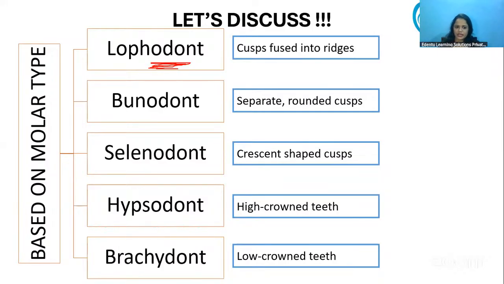Humans usually have a bunodont type of dentition, where we have separate rounded cusps present.